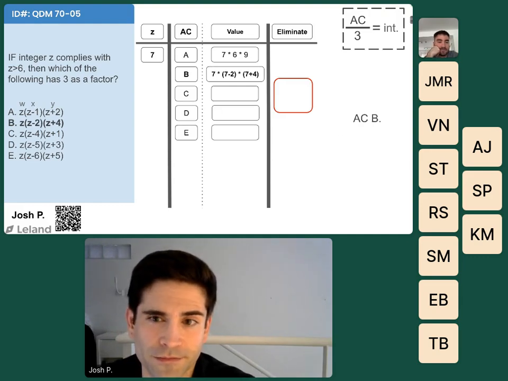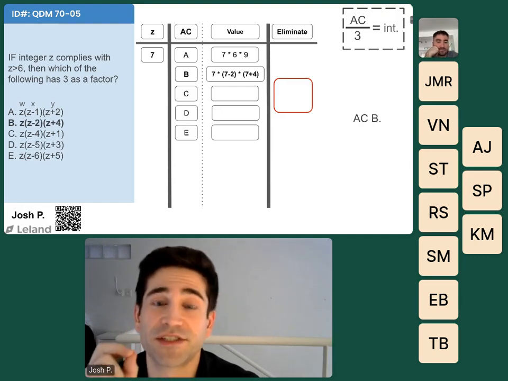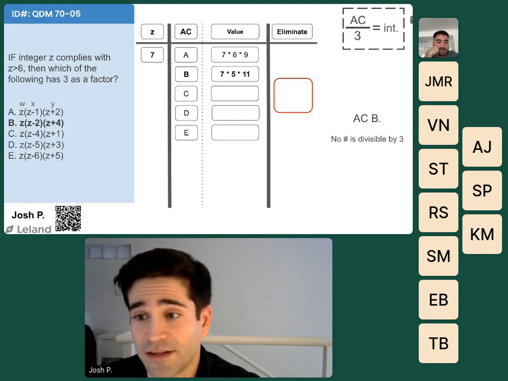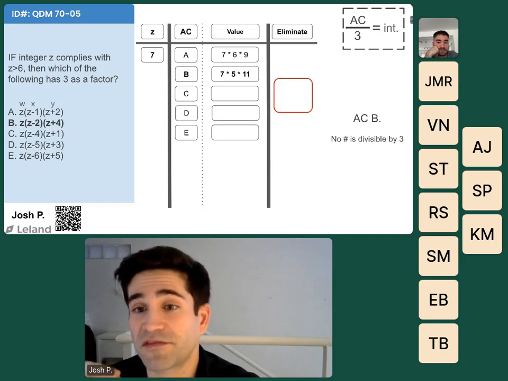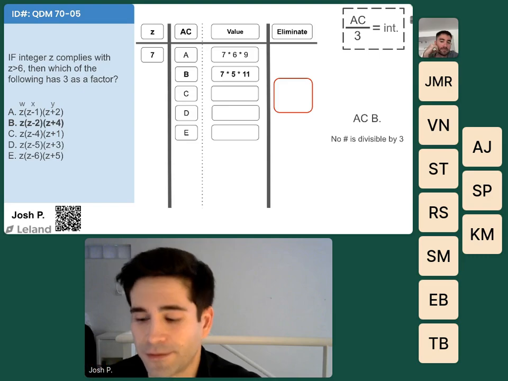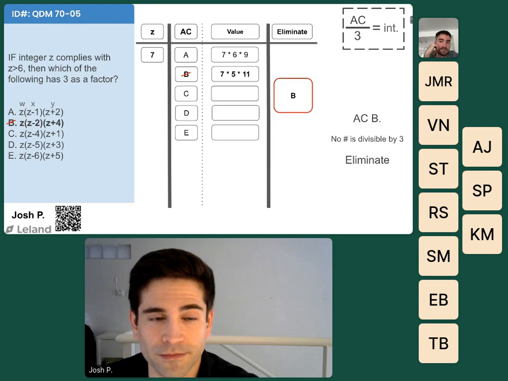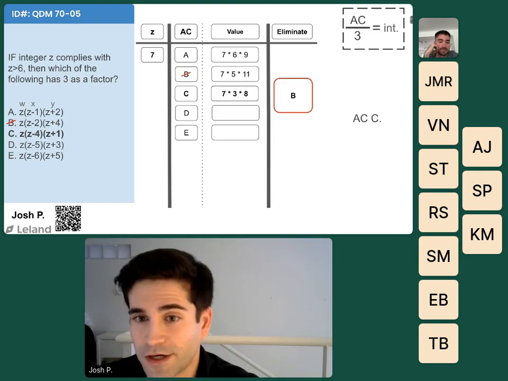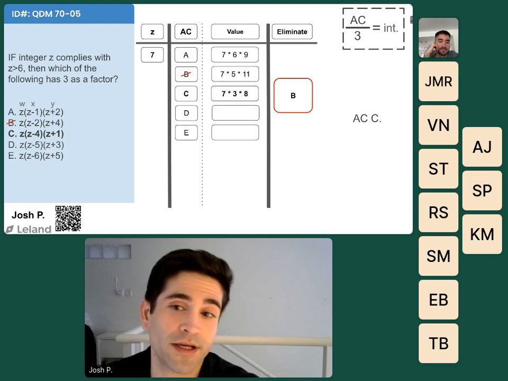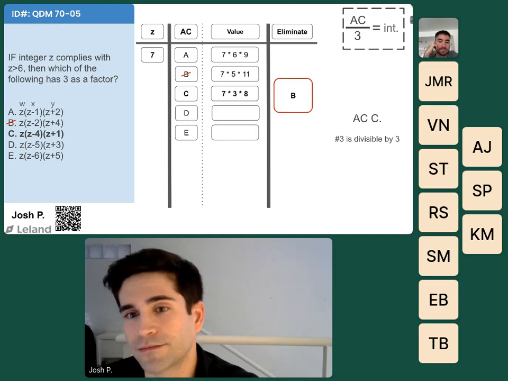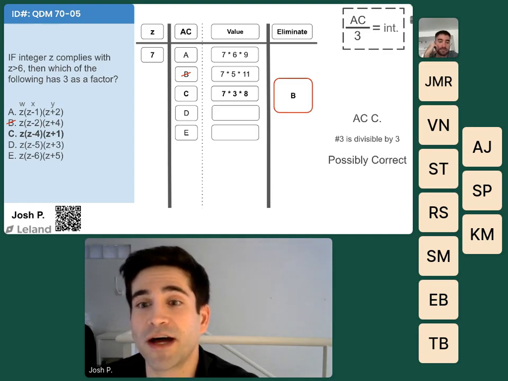B, if z is 7, then we have 7 times 5 times 11. And in this case, no number within this product is divisible by 3. And therefore, we can eliminate answer choice B. C becomes 7 times 3 times 8. 3 is divisible by 3. So this answer choice is possibly correct.